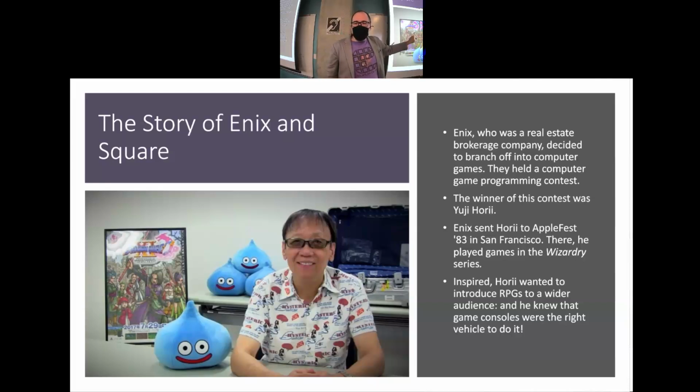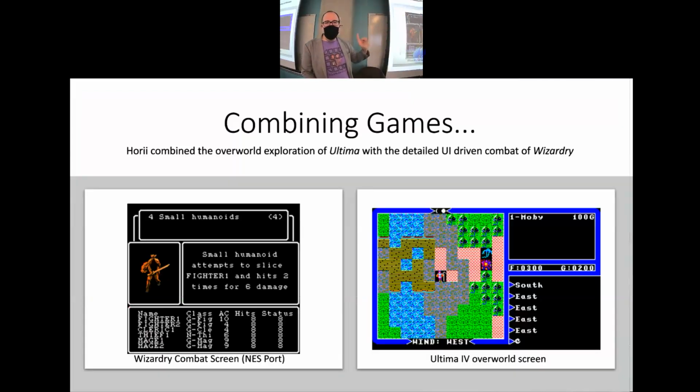Okay, so Enix, they give him this award, and because he wins this award, they send him to Applefest '83 in San Francisco. There he plays Wizardry, and he's blown away by it. He's like, I want to make RPGs now, but I want to make sure they'll sell on console. I want to make sure they have a wide audience. And he had the right idea of how to get that wide audience, how to take something that was popular with PC gamers and make it work on a console.